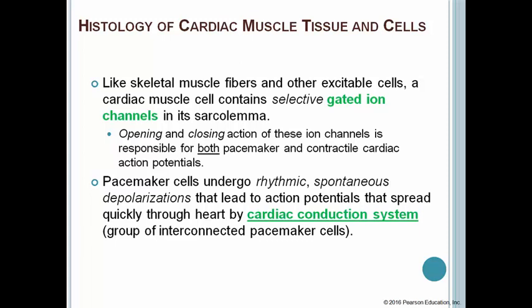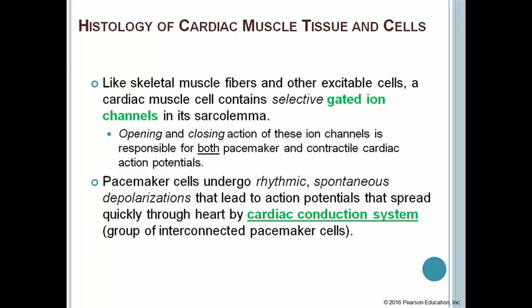So cardiac muscle tissue, just like skeletal muscle fibers and other cells, has selective gated ion channels within the membrane. Remember, these are specialized proteins that act like a gate to allow ions to move in or out of the cell membrane. So it's the opening and closing of these ion channels that allows both the pacemaker cells and the contractile cardiac muscle cells to create action potentials, and we know it takes an action potential for stimulation of the entire muscle fiber to function like it should.